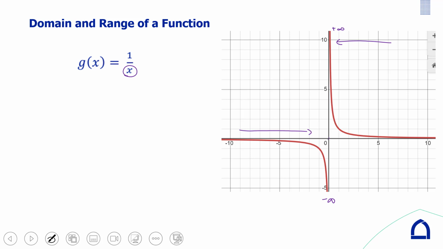We will talk about this one later on when we are talking about right limit and left limit and continuity.